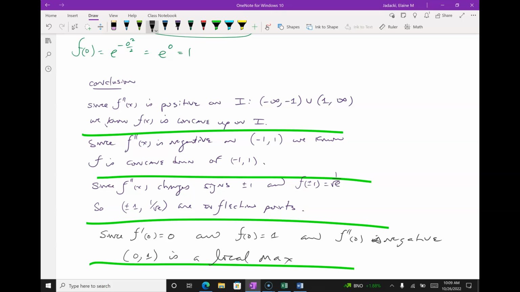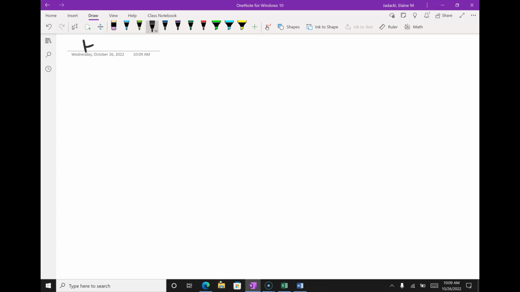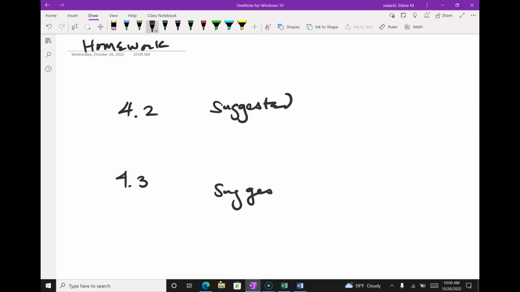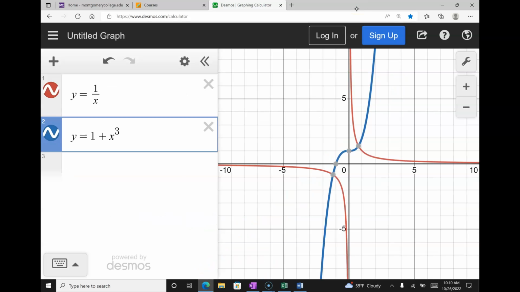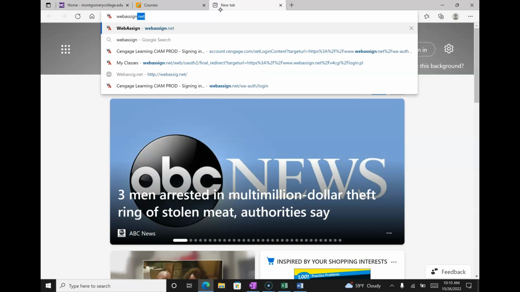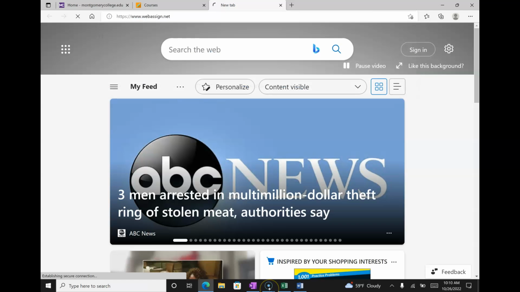Let me give you some homework for Monday, okay? So far we have two sections of work, 4.2 and 4.3, right? So suggested problems in 4.2 and suggested in 4.3. I believe I gave these to you already. Can someone remind me what's suggested in 4.2? 1 to 67. Thank you.